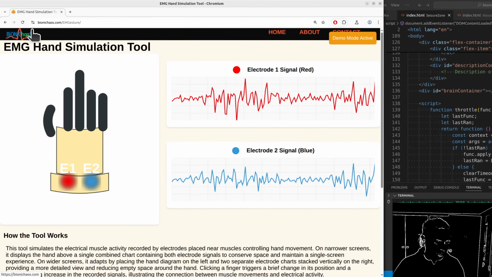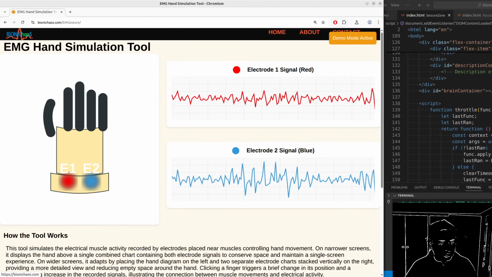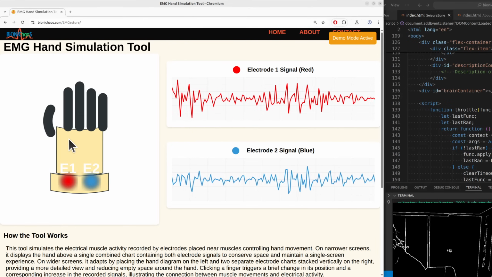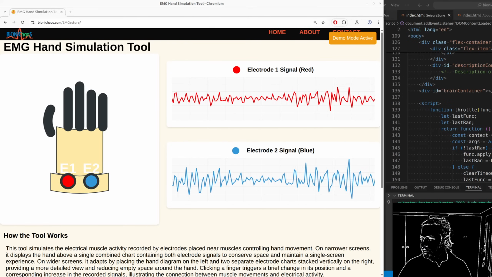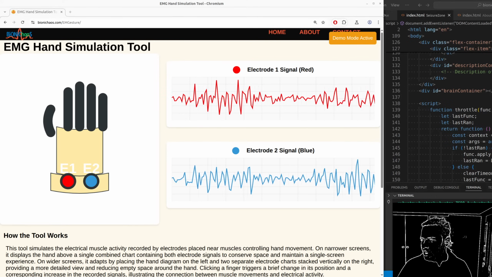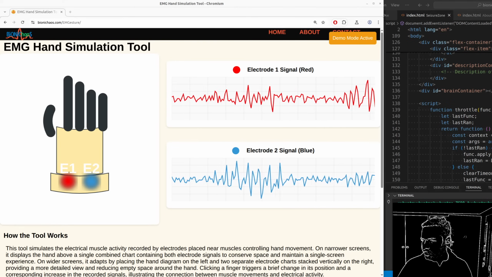Precisely. So let's kind of wrap this up. What we've seen in this deep dive is how a cleverly designed simulation can take something pretty complex, like EMG, and make it really accessible and, frankly, quite engaging for anyone. It turns these abstract scientific ideas into something you can actually play with and understand. Yeah, it's a fantastic example of interactive learning.